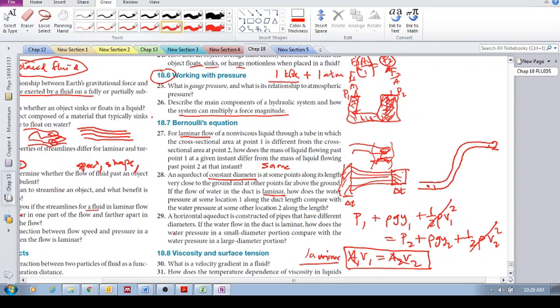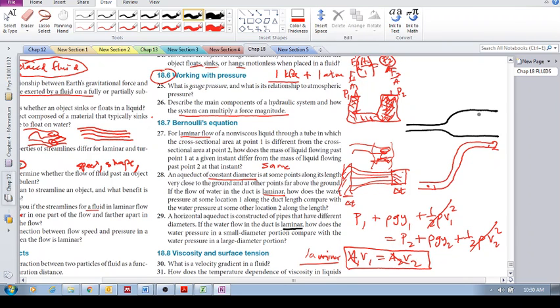Okay. Finally, 29, a horizontal aqueduct is constructed of pipes that have different diameters. Okay, so something like this, or why don't we do it this way rather? Something like this, different diameters. If the water flow in the duct is laminar, how does the water pressure in a small diameter portion compare with the water pressure in the large diameter portion?